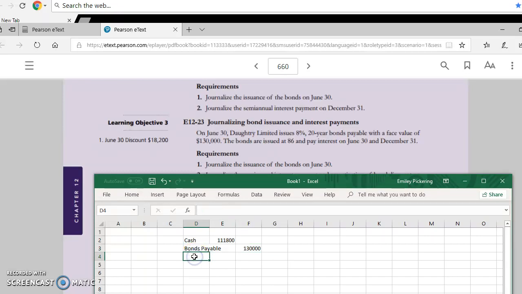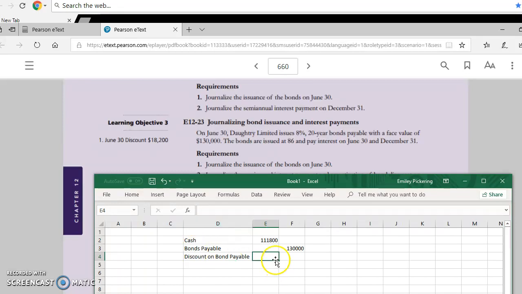This journal entry does not balance. The difference is called discount on bond payable. It's just going to be the difference between these two, so my journal entry balances. So I have an $18,200 discount on my bond payable. So I'm going to do a straight line amortization.